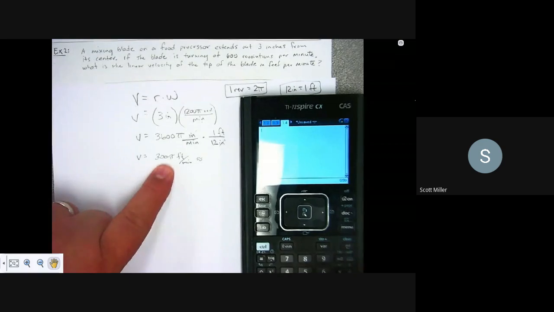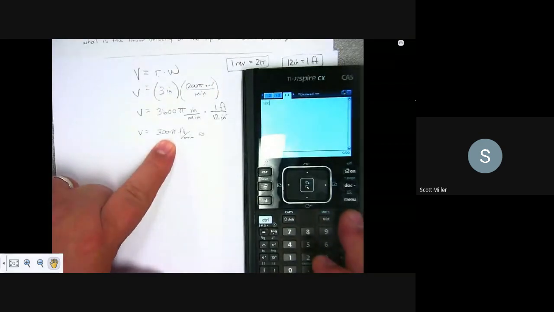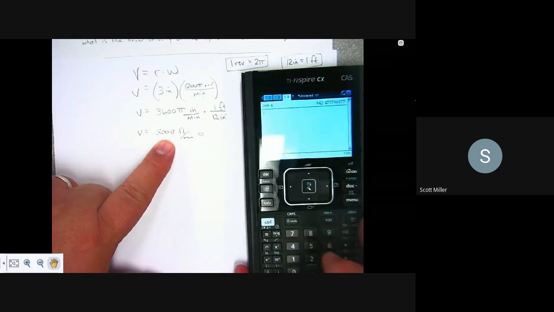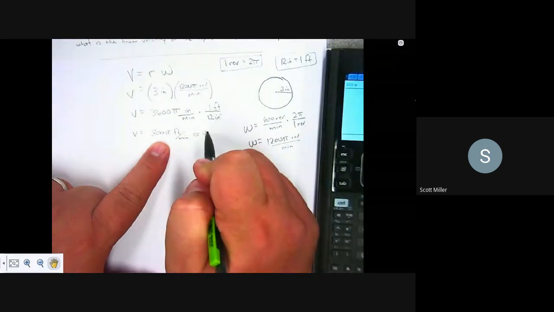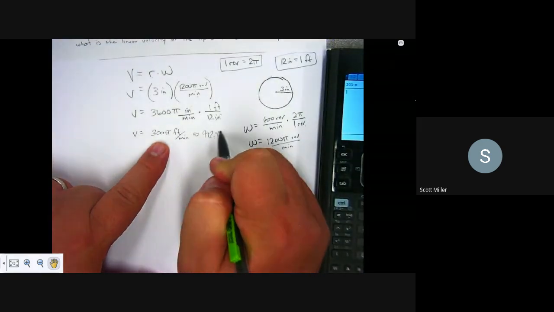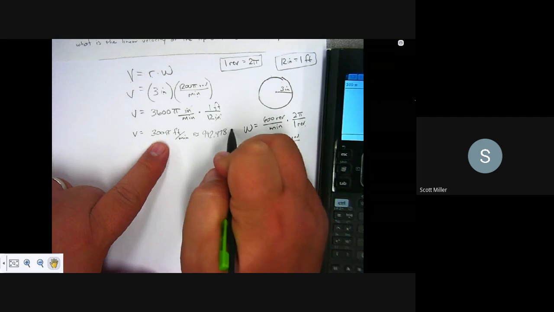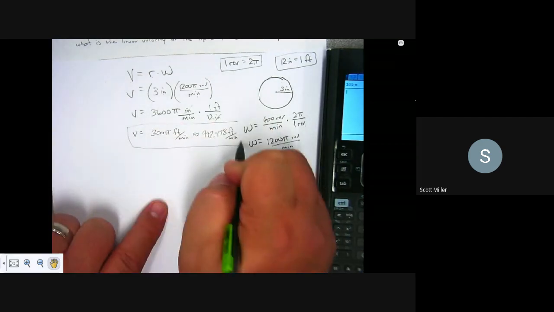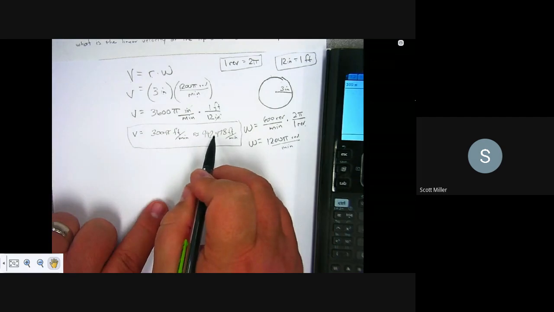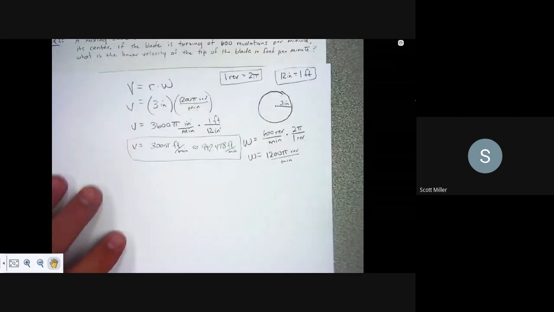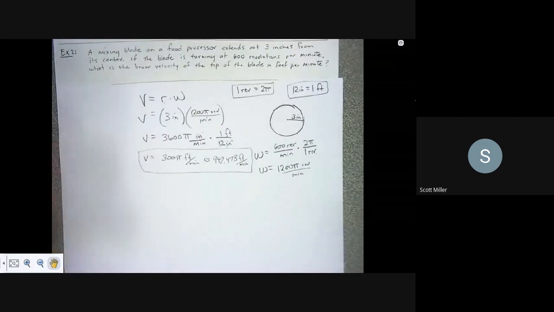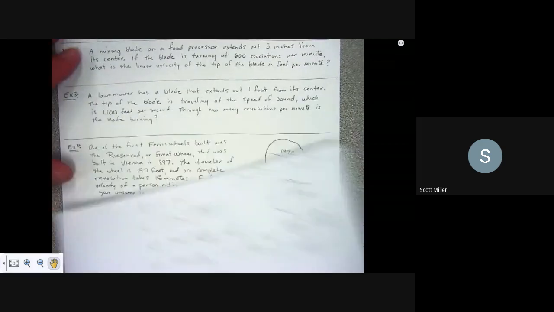So 300 times pi, and you can put that out to 3 decimal places, and you can see that you're going to have 942.478, and that will be in feet per minute. So that is the answer, the actual and the approximate for that problem. This is how we do some of these problems, okay? Let's look at another one.